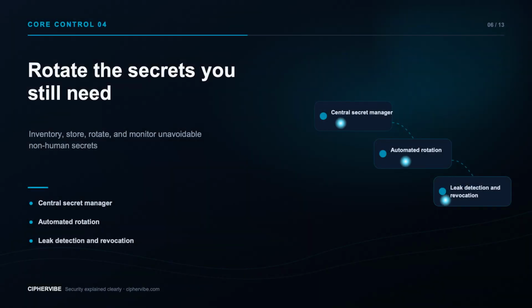The fourth building block is rotate the secrets you still need. Some integrations still require API keys, certificates, or client secrets. Store them in a managed secret service, issue them narrowly, rotate automatically where possible, prevent logging, scan repositories and artifacts for exposure, and rehearse emergency replacement.